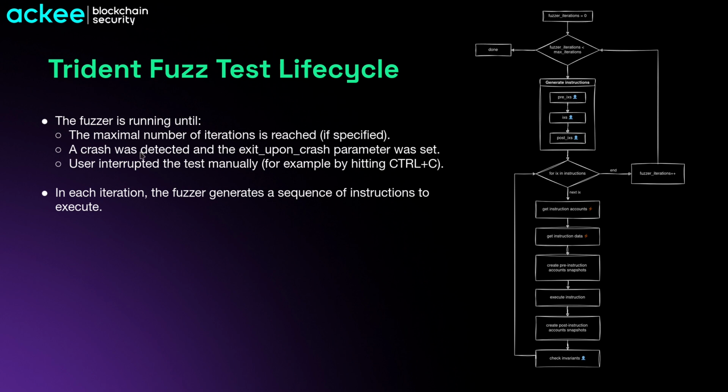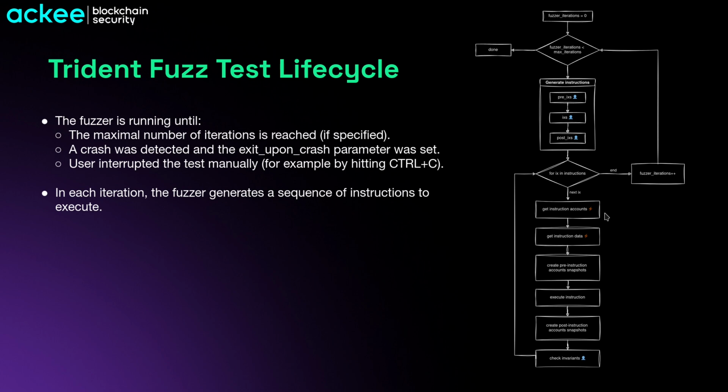Then there is another condition: your fuzz test may finish if a crash was detected, again if you decide to set the exit upon crash parameter. And if none of these conditions are met, then of course a user can interrupt the test manually, for example by hitting Control C or by invoking any other interrupt signal. Basically, in each iteration the fuzzer generates a sequence of instructions to execute.